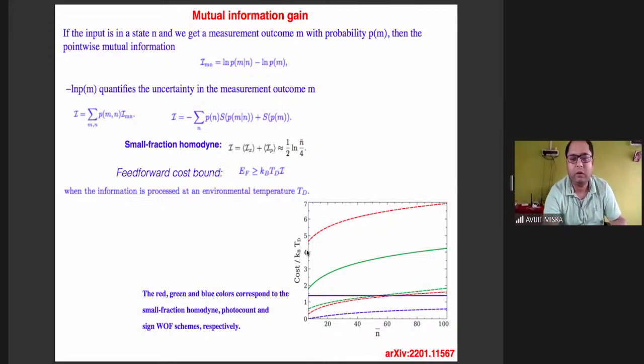And we calculate the lower bound. The red, green and blue represent, this is for homodyne, this is for small fraction photo count, and this is for coarse-grained homodyne. So we can see that the lower bound of the feed-forward cost, or the erasing cost, is not that much. And however, even if the cost is high, we can increase the number of input photons, and we can always reach unit efficiency.